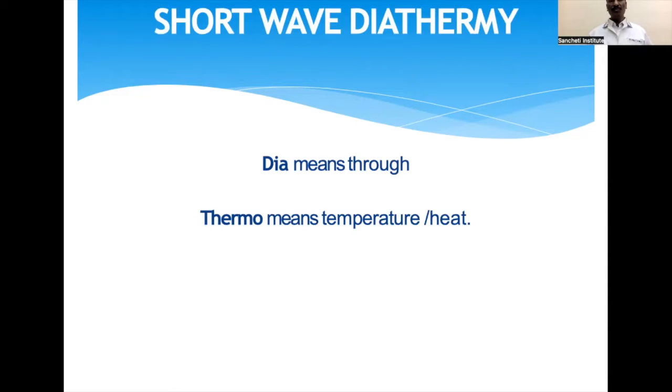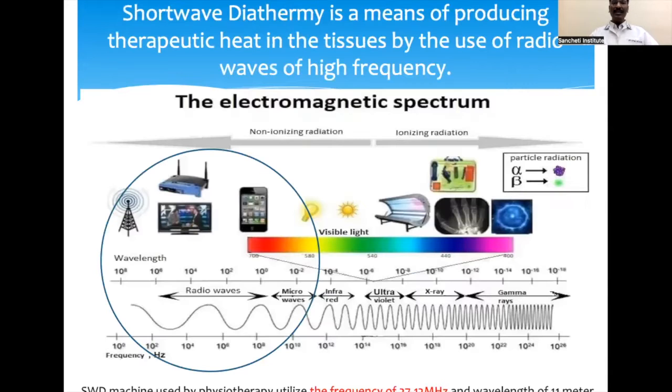As we know, the word is derived from two words: shortwave and diathermy. We understand that short waves are radio waves, and in the word diathermy, dia is through and thermo is related to the temperature or the heat. So basically we can define shortwave diathermy as a means of producing therapeutic heat within the tissue by the use of radio waves.